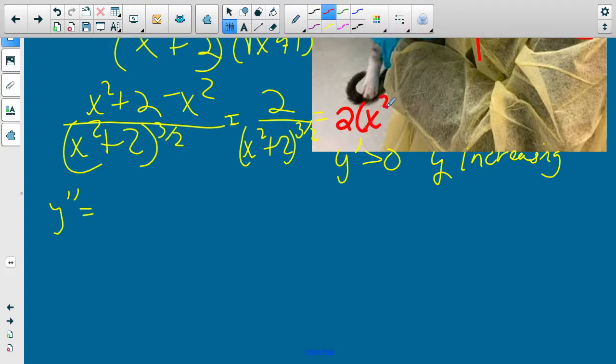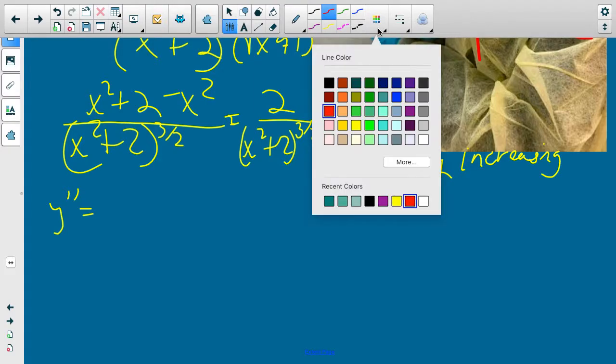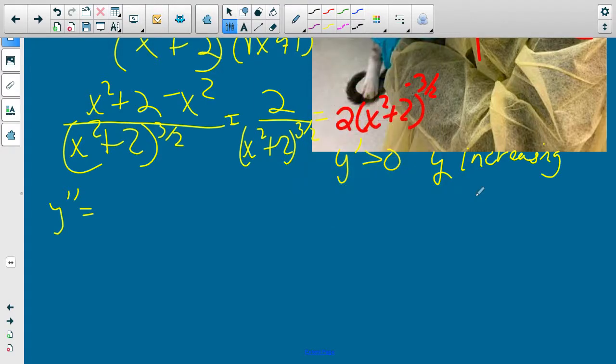2 times x squared plus 2 to the negative 3/2 power. Because if I had done low D high, I would have run into 0. That's a personal choice, that's just up to you. Are y'all still with me?